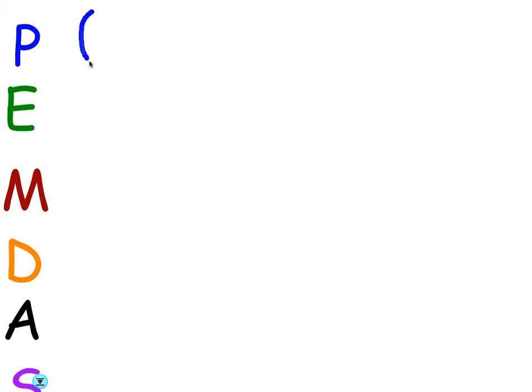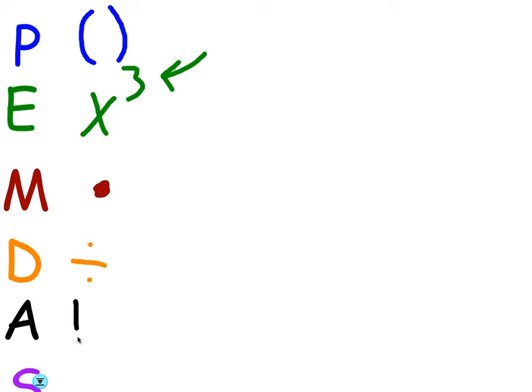Okay, so P stands for parentheses. E stands for exponent. So let me just write, I don't know, x cubed or something. So there's the exponent. M stands for multiply, so normally use a dot for that. And then D stands for divide, A for add, and S for subtract. So make sure you do them in that order and you'll be good to go.